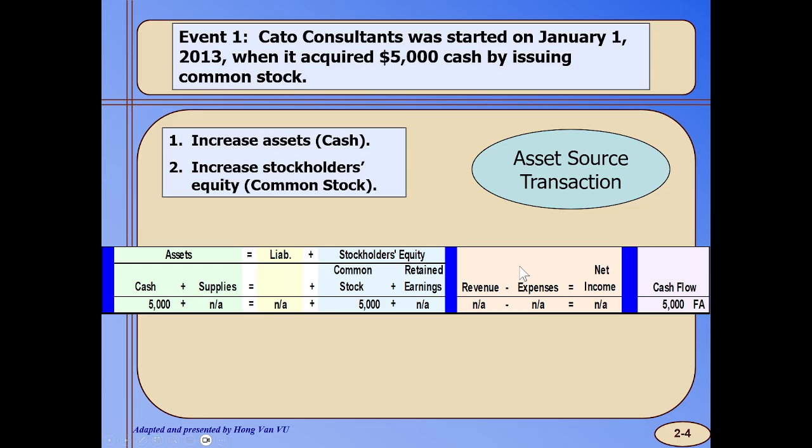In the next column, you see the income statement horizontally. We have revenue minus expense equals net income. For this transaction, there's no effect on the income statement. And finally, in the statement of cash flows, financing activities increase by 5,000, which we call a cash inflow.